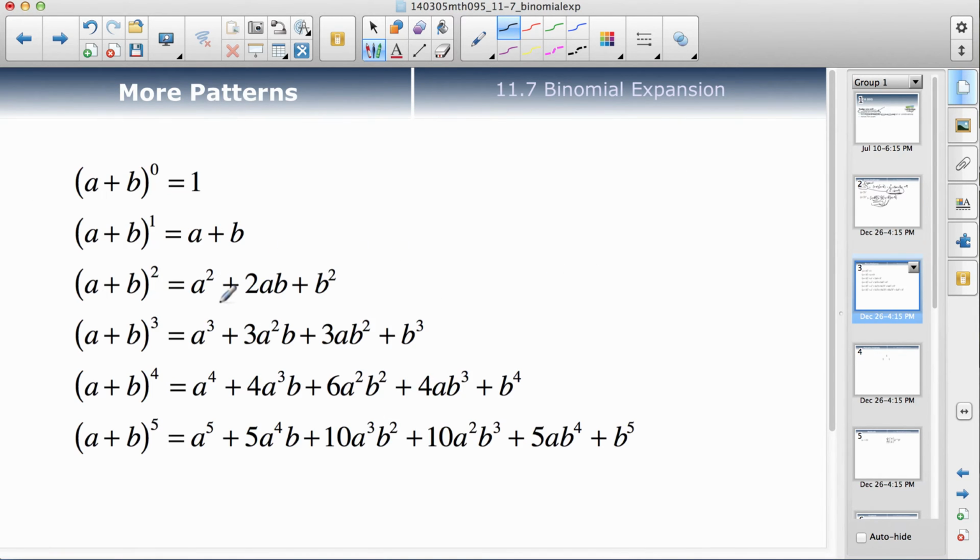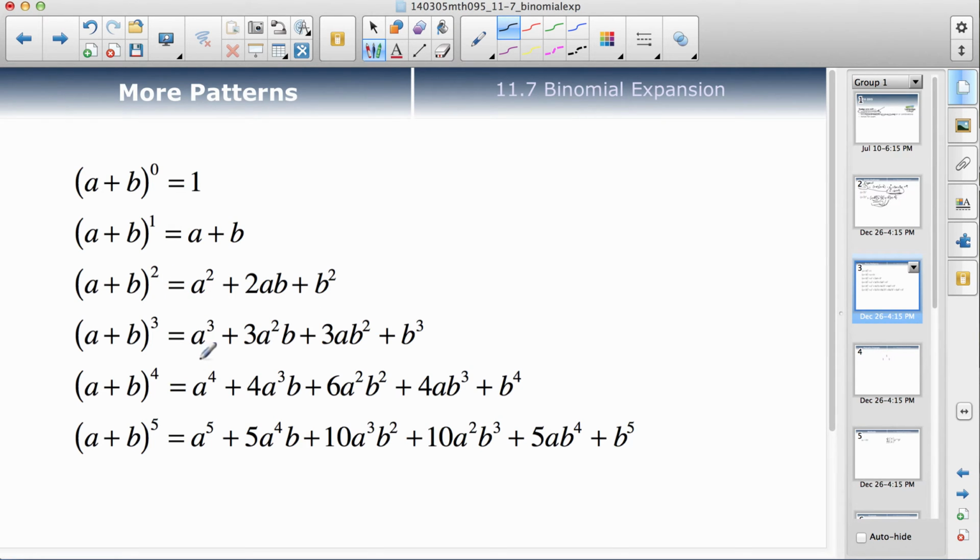I've done a couple here, and I think lots of textbooks have these in them. If you take anything raised to the 0 power, of course that's 1. If you raise something to the first, it doesn't change it. It's just a plus b. But here's where we're starting to look for a pattern. So if I have a plus b squared, this is what it comes out to.